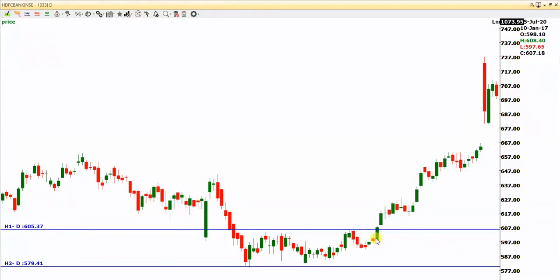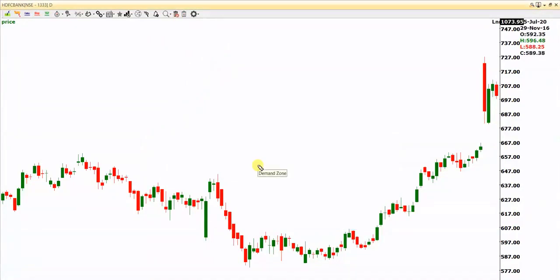So after accumulation, the markup phase. Markup phase is nothing but an uptrend, right? So how do I expect stocks to behave in an uptrend? What does it have to do? Any idea? How do I say a stock is in an uptrend? It has to form higher lows and higher highs, correct? Higher lows and higher highs.